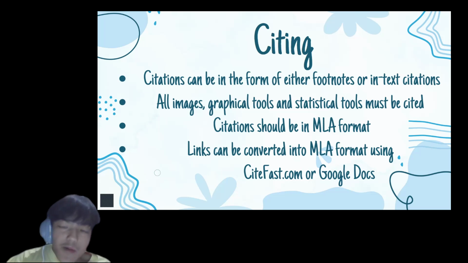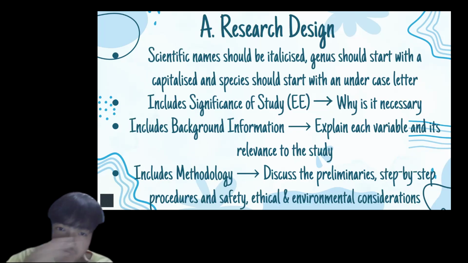Okay, moving on to citing. Citations can be in the form of either footnotes or in-text citations, right? You can pick either one. It's fine. They both do not contribute to the word count. So all images, graphical tools, and statistical tools used must be cited below the image or below the paragraph in which you use them to find a value. And then the citation should also be in MLA format. This can be converted easily into MLA format using Cypress.com or Google Docs.